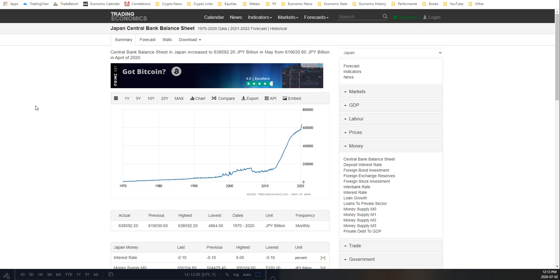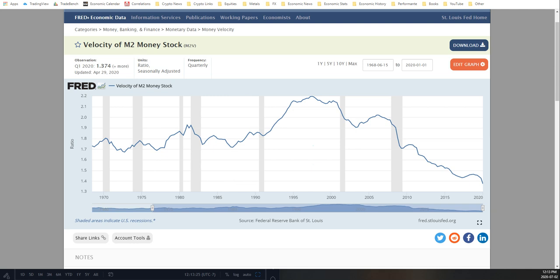But there is a third category that I think a lot of people are not focusing on. Yes, the people who understand economics and monetary policy will definitely consider the velocity of money. But people who might be just introduced to it don't really understand that velocity of money plays a vital role in inflation. And this is the velocity of M2 money stock, or the velocity of the United States dollar. We can see since the 2000s, it's been dropping.